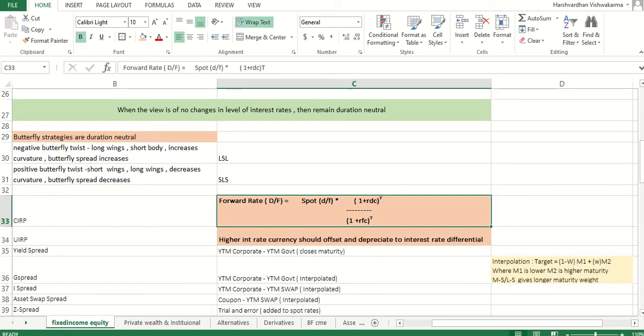Again, some concepts from level 1 and level 2. Covered interest rate parity is that the forward rate can be derived from the spot rate and the ratio of the interest rates of the respective currencies. And the uncovered interest rate parity just says that the higher interest rate currency should offset and depreciate by the interest rate differential.